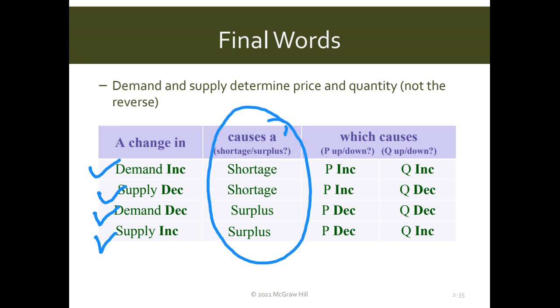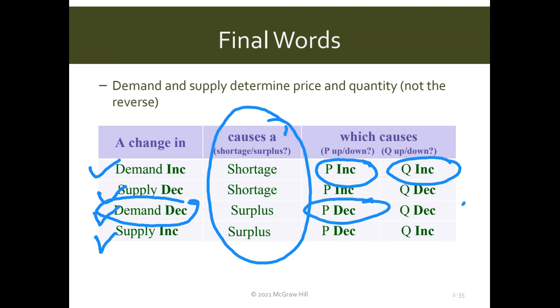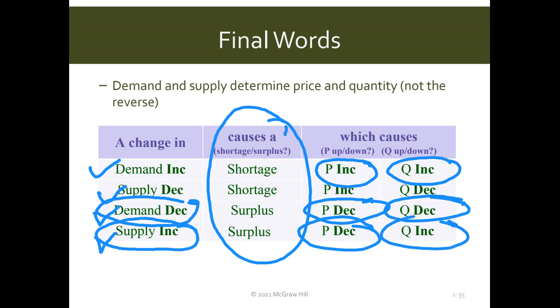I told you, whenever demand increases, that is, demand curve shifts to the right, price increases, equilibrium quantity increases. Whenever demand curve shifts to the left, that is decrease, both equilibrium price and equilibrium quantity decrease. And when supply curve shifts to the right, increase in supply, price will decrease, quantity will increase. And whenever supply curve shifts to the left, that is decrease in supply, equilibrium price increases, equilibrium quantity decreases.